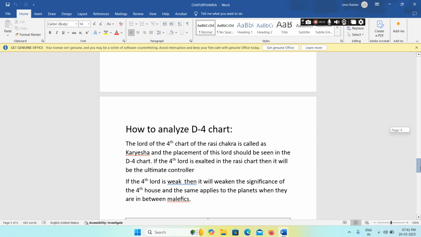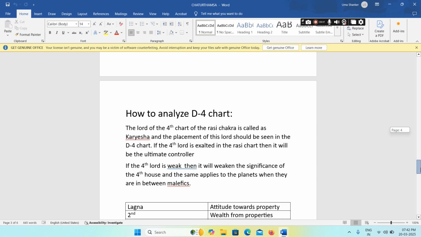Okay? And we have to see the placement of the lord, the fourth lord in the D4 chart. If the fourth lord is exalted in the D4 chart, that means all the significance of the properties, homes, and everything will be good for you. If it is weak, then it is bad for you in that area. That is, what is that area? Home, vehicles, lands, properties. Okay. If suppose in the D4 the fourth lord is exalted, then the Rashi chakra will take over. It will become the ultimate controller.